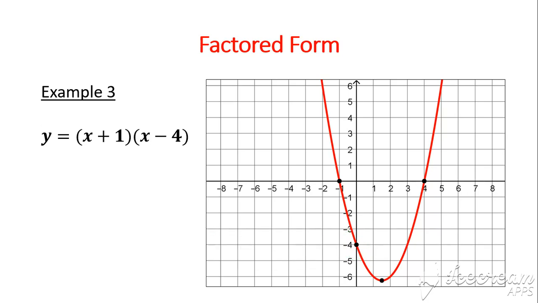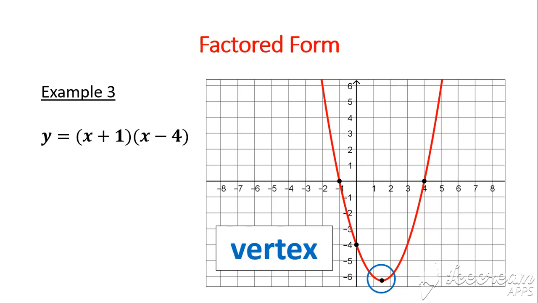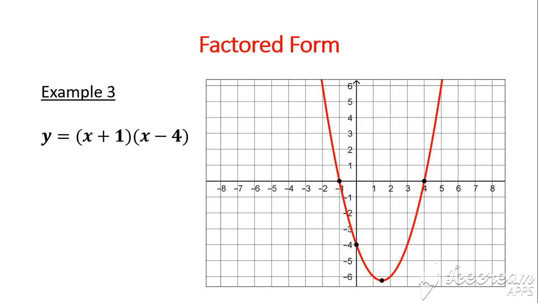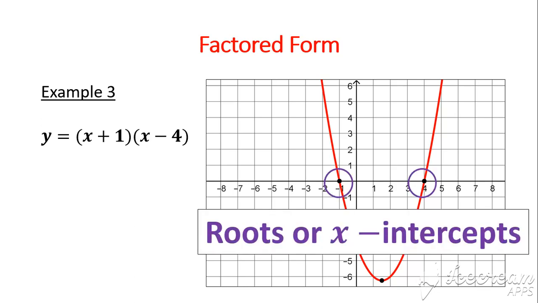We also have a point down here which we've talked about before called the vertex. All these points, the x-intercepts or roots, the y-intercept, and the vertex are what we refer to as features of this graph, of this parabola. So let's show you how we find these features based on the rule. Let's start off with the roots and intercepts.